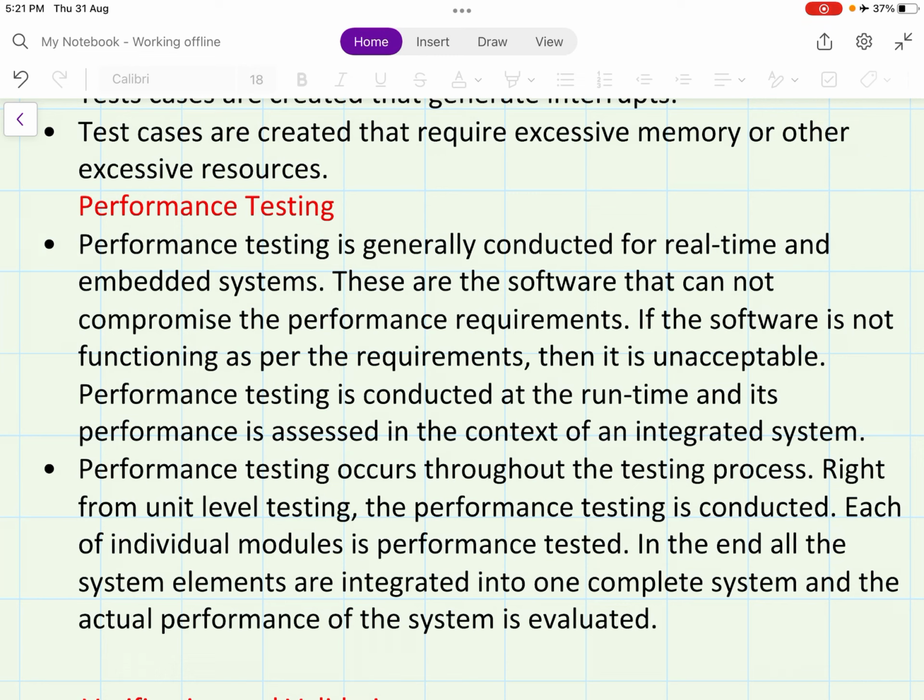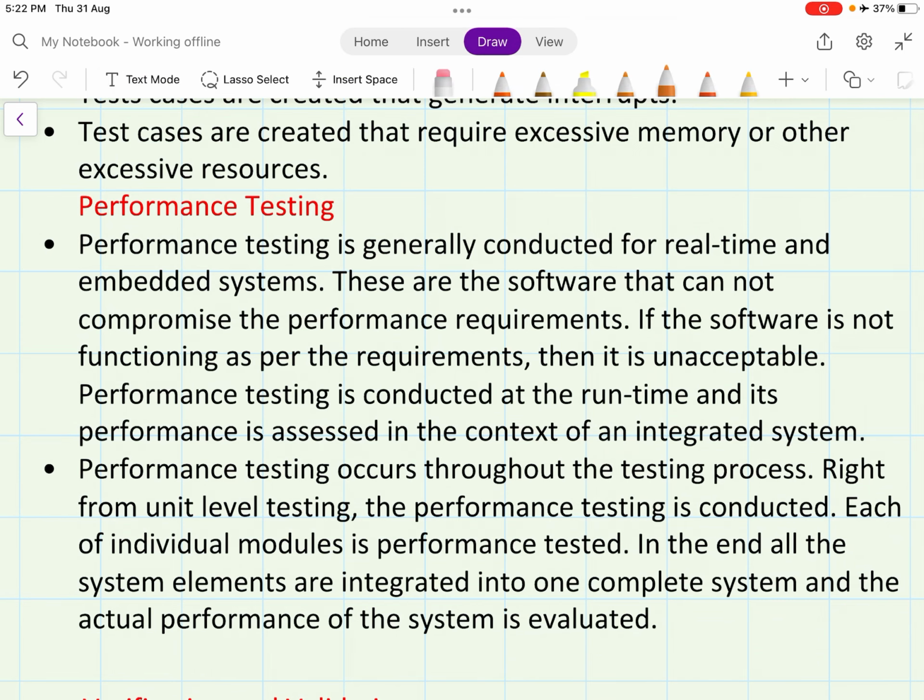Performance testing is conducted at runtime and its performance is assessed in the context of an integrated system. Performance testing occurs throughout the testing process. Right from the unit level testing, performance testing is conducted. Each individual module is performance tested. In the end, all the system elements are integrated into one complete system and the actual performance of the system is evaluated.